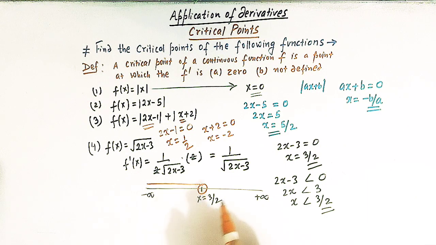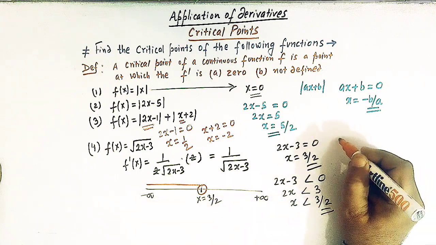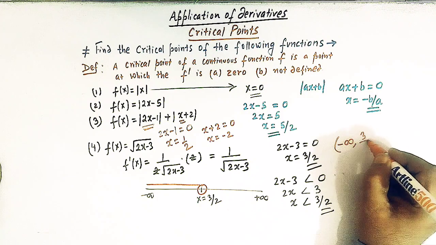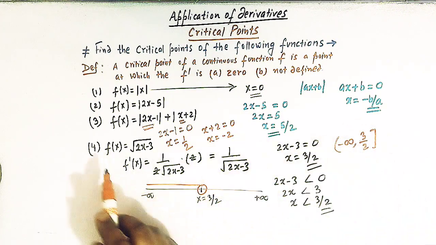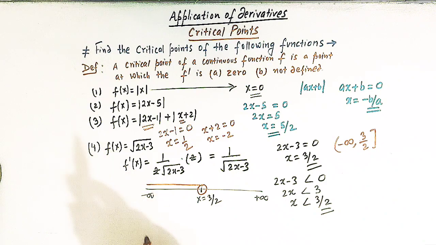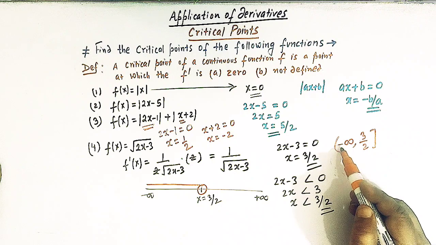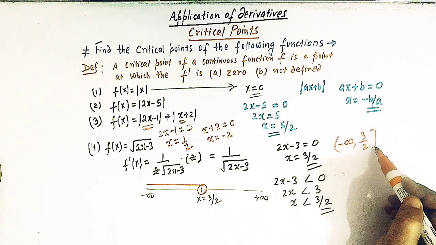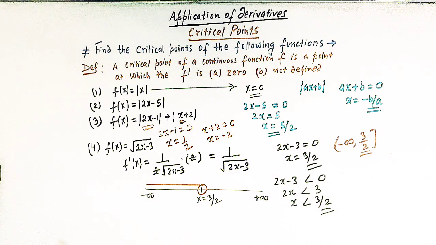So we can say that the critical points of this function are in the interval from minus infinity to 3 by 2, right? So this function f of x has critical points that fall in this interval from minus infinity to 3 by 2, and here we have the closed interval, right? It means 3 by 2 is also included.